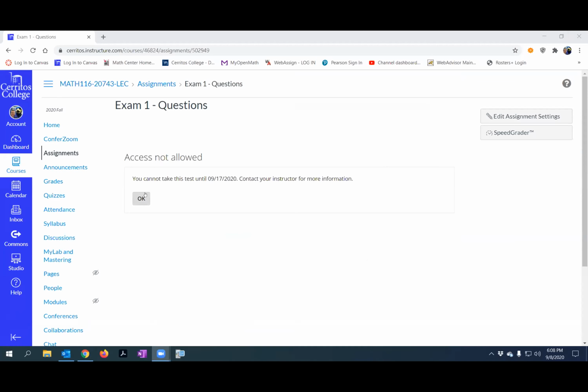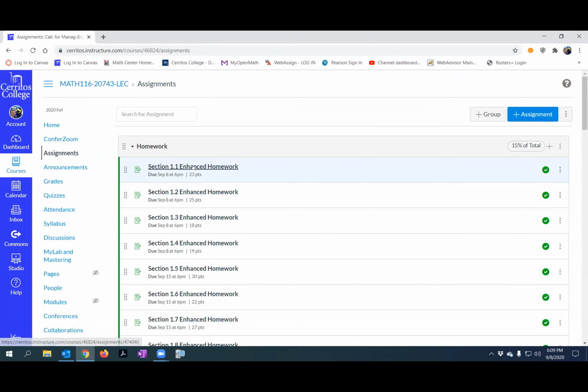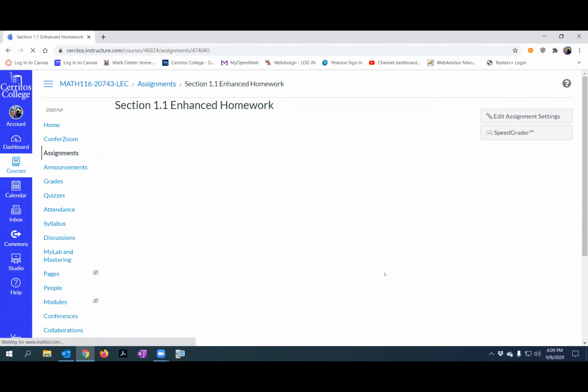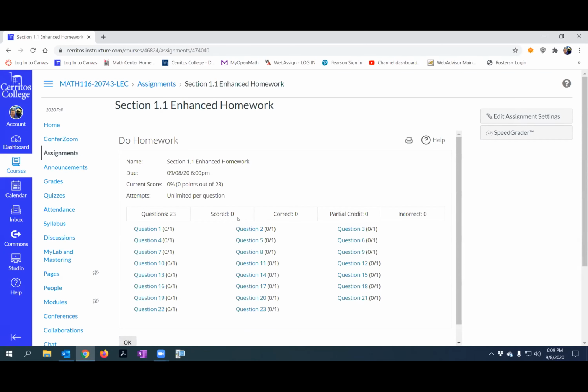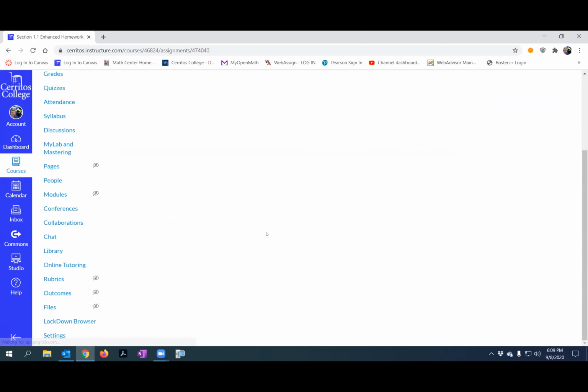So does that help? Again, this is just like a regular assignment. Say that I go into assignments and I click on 1.1. It'll show just like this. It's just like an assignment. You're going to click on the question. Yes, you're scanning your work. Exactly, Aaron. You're going to click on the question.